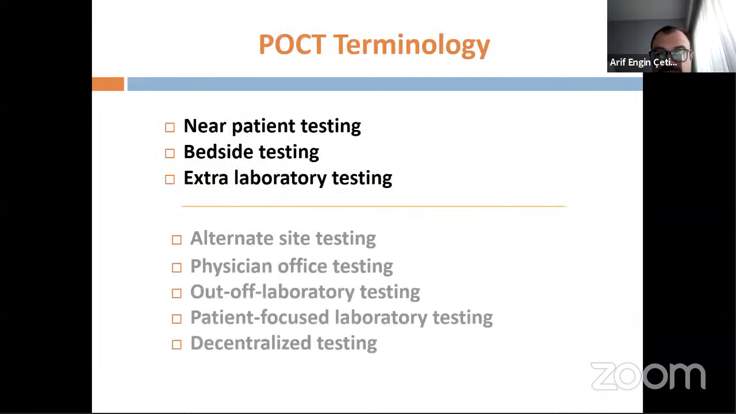People also use other terms for POCT, for example, near patient testing, bedside testing, extra laboratory testing. These are also used terminology for POCT. There are also some very rare terms used for POCT: alternate site testing, physician office testing, out of laboratory testing, patient-focused laboratory testing, or decentralized testing. These are other terminologies you may encounter for POCT.